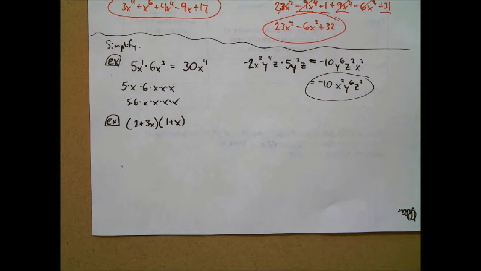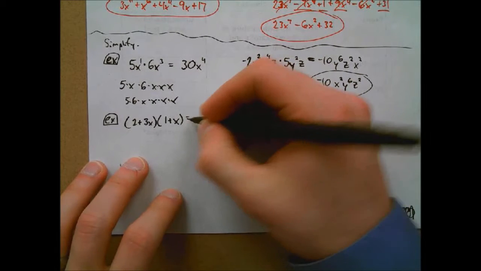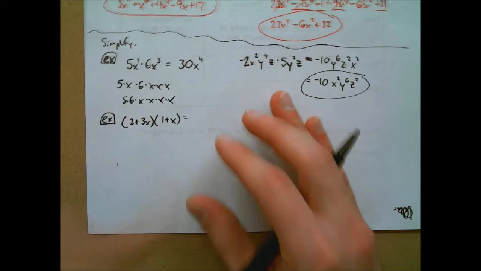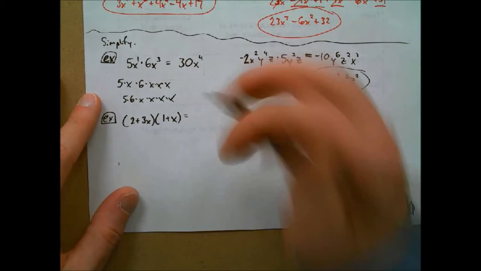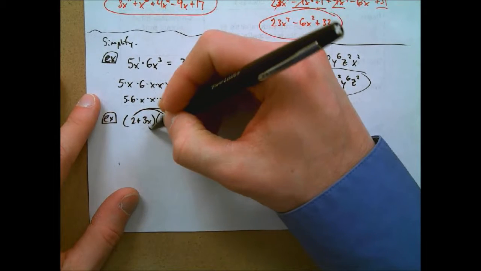FOIL is just an organizational tool, right? The distributive method is what's happening here. I mean, again, that's what we're doing too. But it's all just really, this has to multiply with both of these, this has to multiply with both of these, and you add like terms. That's it, really.